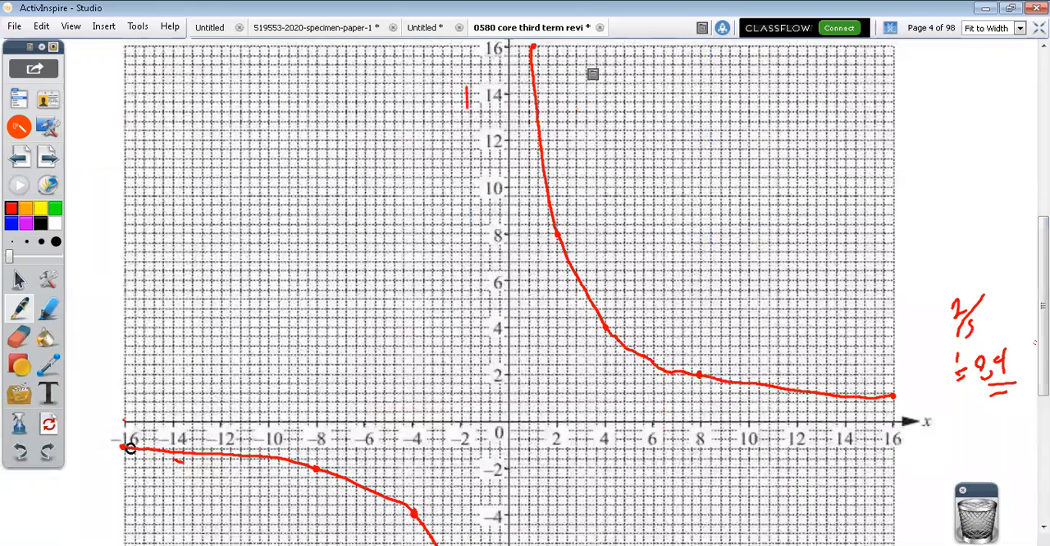Rotational order. What happens if I twist it the first time? Is it exactly the same? I don't think so. But if I twist it the second time, if I twist this graph the first time 90 degrees, it won't be exactly the same. What if I twist it another 90 degrees? Is it exactly the same as it is?